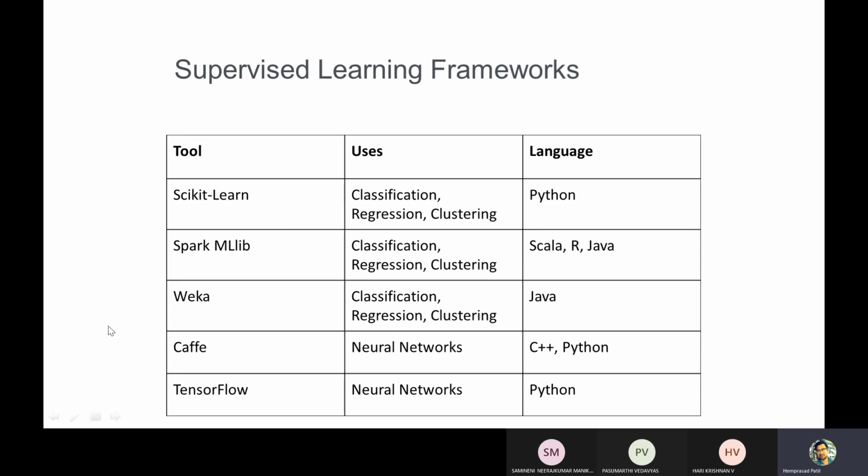Then there are a few frameworks like Caffe and TensorFlow. Out of these, TensorFlow is very popular. It is released by Google, and they are using this for various image recognition tasks as well as speech recognition tasks. In the background, they have neural networks, and the languages are C++ and Python for Caffe and Python for TensorFlow.